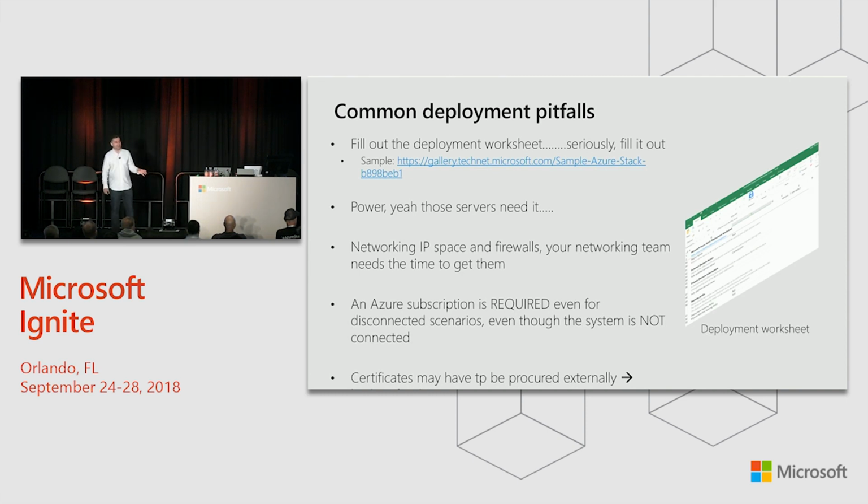We have seen examples where people just scribble some notes on the deployment worksheet, and then when the hardware partner comes in, they say, oh, well, that's not the IP space that I want to use. Well, that's not going to work. Then the hardware partner is going to get all upset, and then you're going to be going back and forth with your networking team, right?